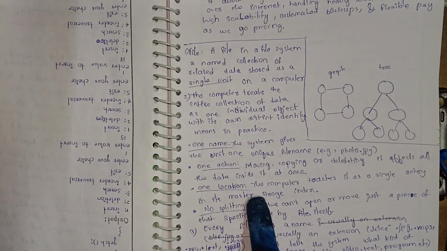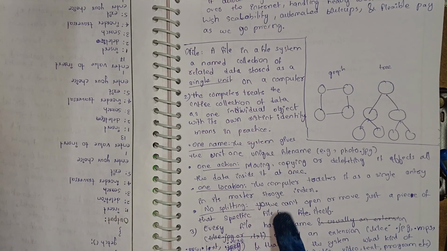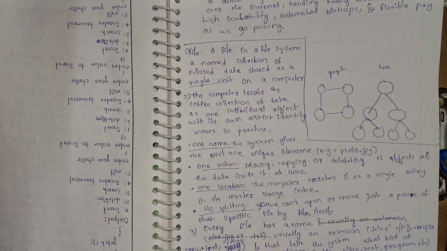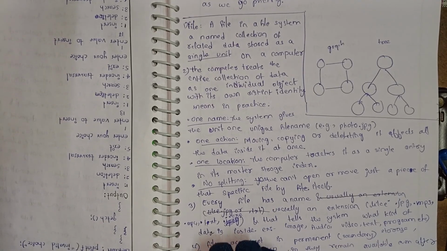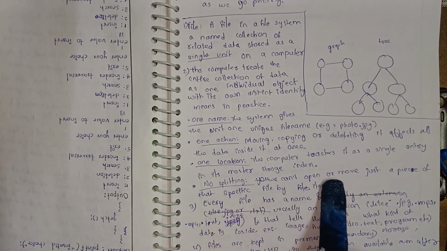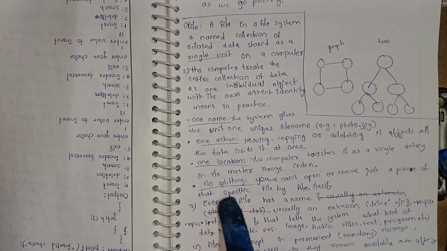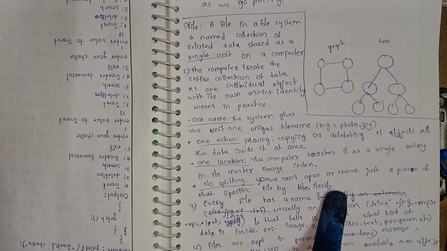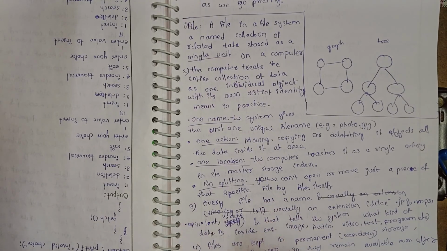In the master storage index, a file is treated like a single entry, and no splitting. We can't open or move just a piece of that specific file by itself. We can't divide it into pieces.